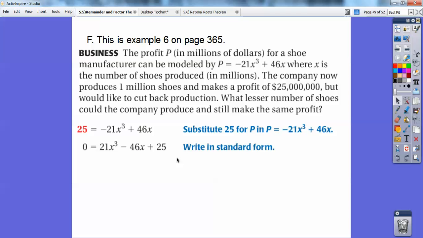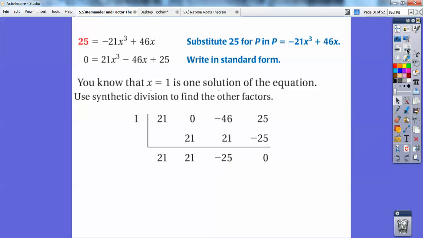Now we know the 1 million shoes, where x is the number of shoes produced in millions. So we know one solution is x equals 1, that's 1 million. Since the profit is 25 million, I'd rather just deal with the 25 instead of the 25 with the 6 zeros on it. Since we know x equals 1 is one of the solutions, I'm going to synthetically divide that 1 in there to get this quadratic equation, because this was a cubic equation.